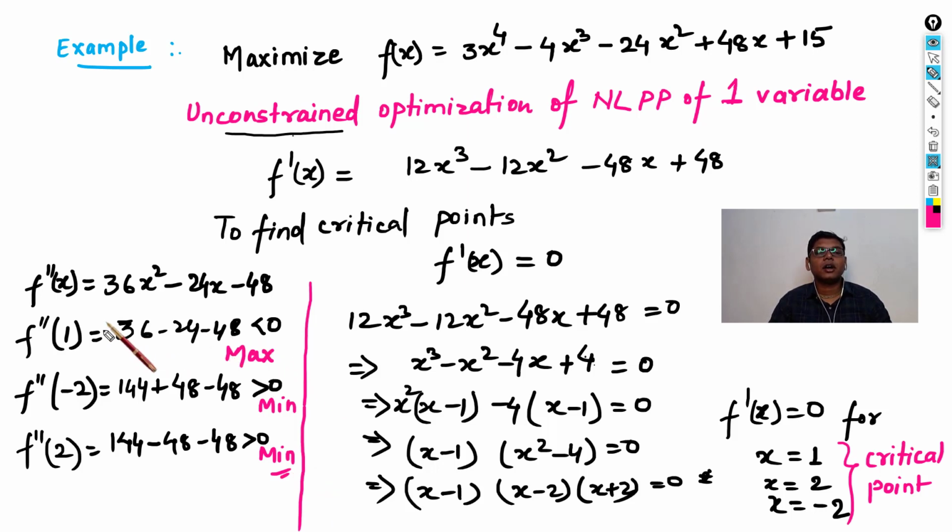Now at every point we have checked, and we found that at x equal to 1 we are getting maxima, at x equal to minus 2 we are getting minima, and at x equal to 2 we are getting minima. The question is to maximize this one, so obviously we are getting maximum at x equal to 1. Now can you calculate the value of f at 1, how much it is coming?